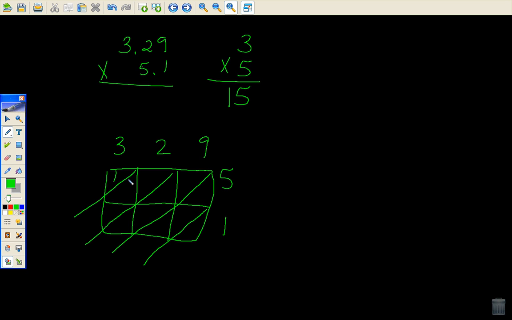3 times 5 is 15. 2 times 5 is 10. 9 times 5 is 45. 3 times 1 is 3. 2 times 1 is 2. 9 times 1 is 9.